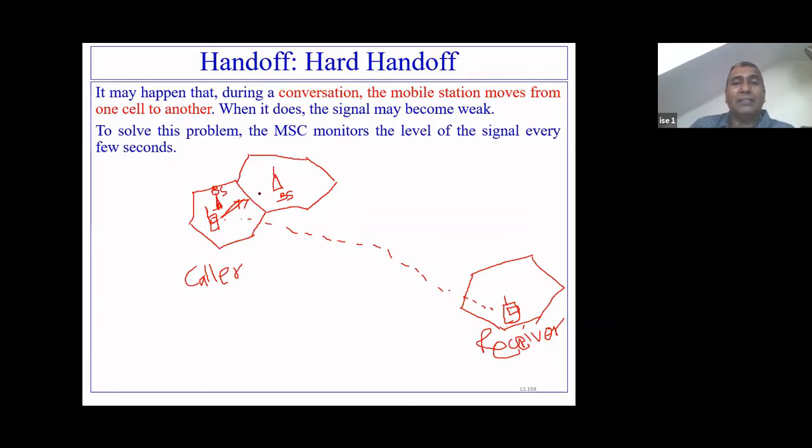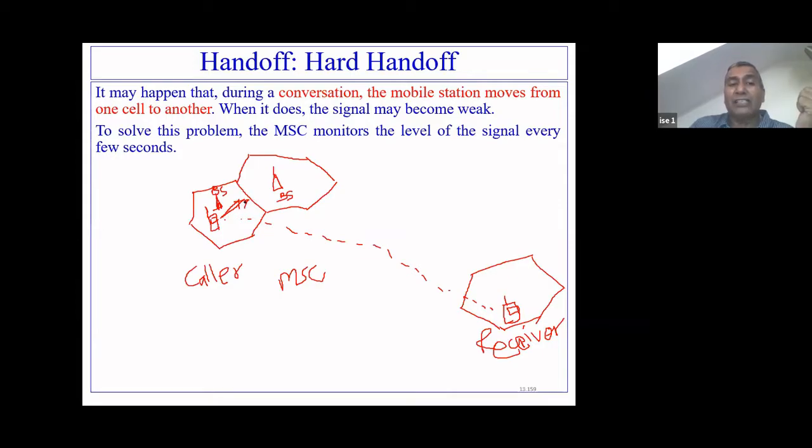Now what will happen is the MSC, which is monitoring this particular call, monitors continuously what is the signal strength that is present in this particular call. As this mobile user starts moving towards the edge or the boundary of this particular cell, the signal strength weakens. Now, the mobile switching center is observing the signal strength of this mobile user every few seconds, and it finds that the strength of the signal has become weak.